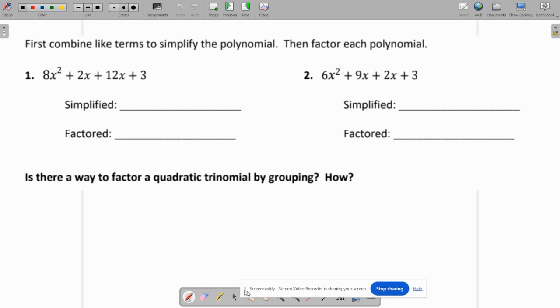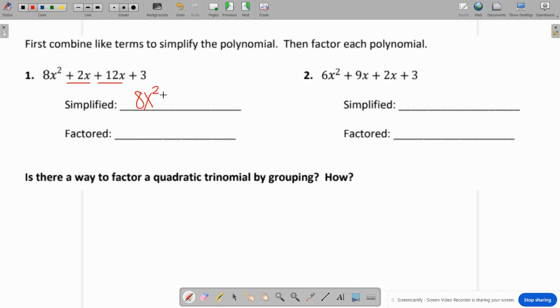In this tutorial, we are going to discuss factoring, and more specifically, we're going to look at a process called split the middle. So if you notice here, I have two different problems. They are two different polynomials, both with four terms, and they can be simplified. 8x squared plus 2x plus 12x plus 3, I can see I could combine like terms, and this would actually be 8x squared plus 14x plus 3. Same thing over here, 6x squared plus 9x plus 2x plus 3 is 6x squared plus 11x plus 3.